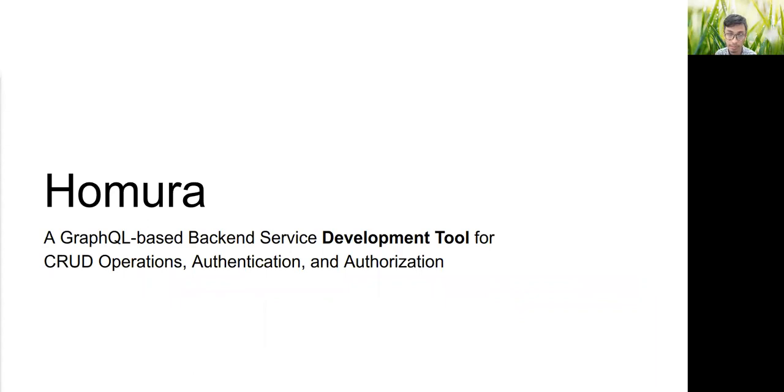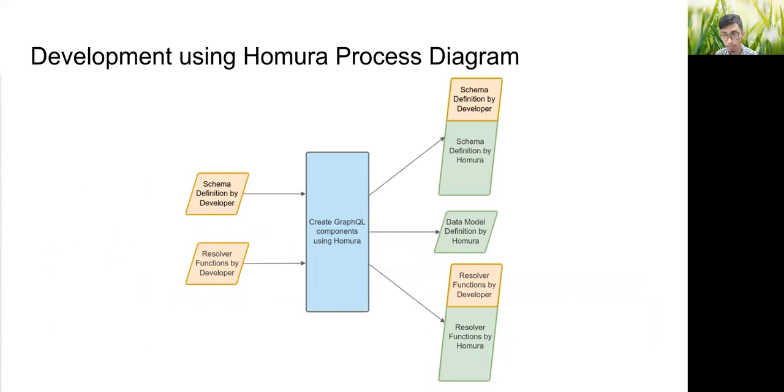So here we propose a GraphQL-based backend service development tool for CRUD operations, authentication, and authorization called Homura. Homura, our development tool, will receive the smallest possible portion of the schema definition and resolver functions created by the developers. And it will generate the implementation required to build a GraphQL server at runtime. Those are the GraphQL schema, data model definition, and resolver functions. Homura works by reading all the necessary metadata about the data model structures, then generating the common implementations for them.